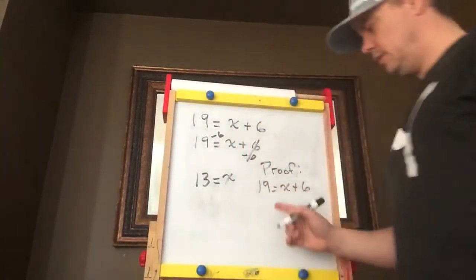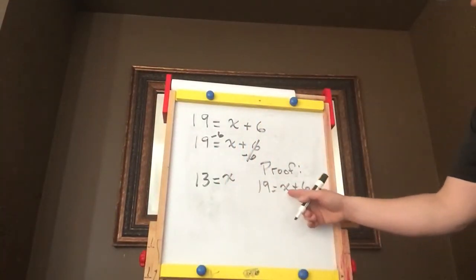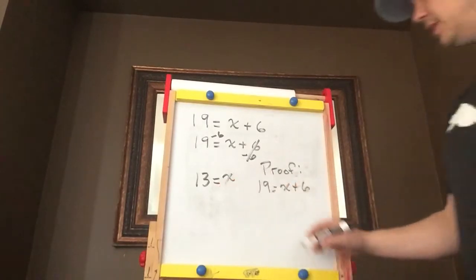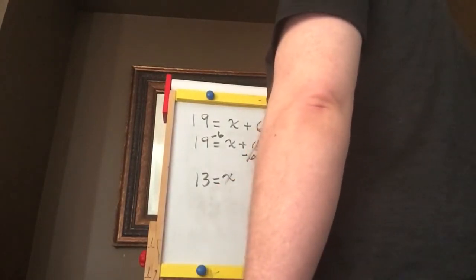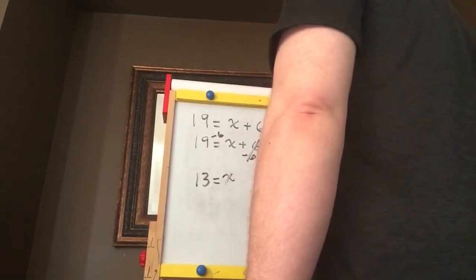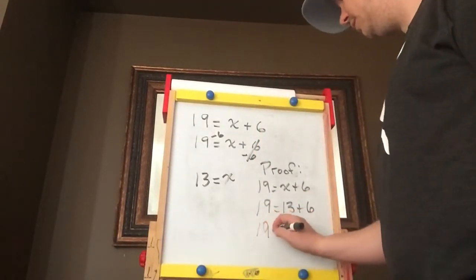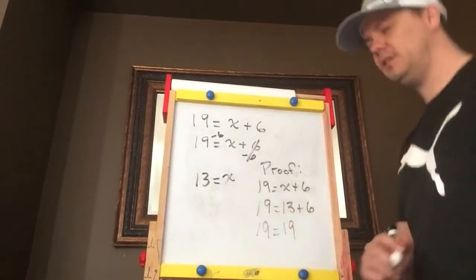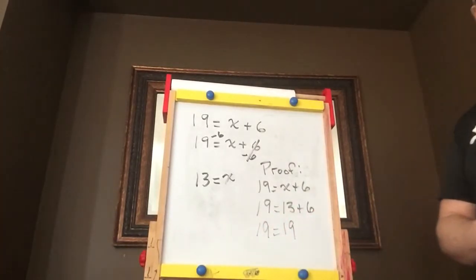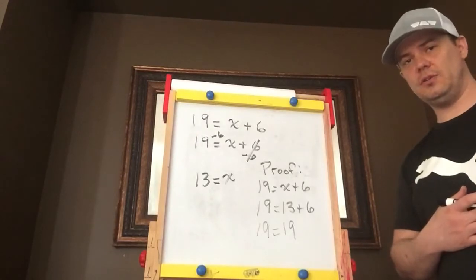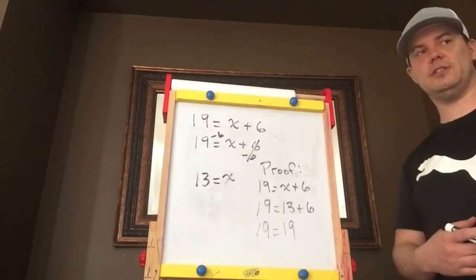19 equals x plus 6. Replace the x with what x equals, because you now have calculated that. So it becomes 19 equals 13 plus 6, and 13 plus 6 does equal 19. So you've got 19 on both sides of the equal sign, meaning that you have a balanced equation and you found the correct answer for your variable.